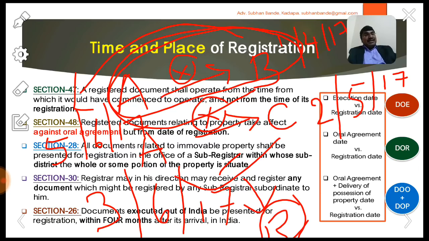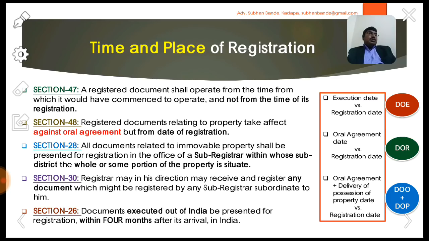This is the rule. Hence, the instrument which is executed on 1st April 2017 has more priority, even though it is lately presented for registration. This rule we need to remember. The first thing which was executed gets high priority over the subsequent executions. This is the rule held by the apex court in several cases.